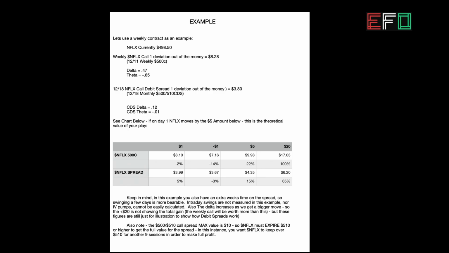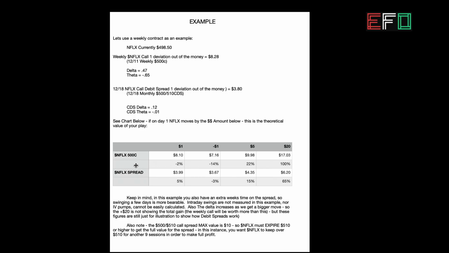The 12/18 call debit spread, giving you an extra week of time, one deviation out of the money, was $3.80. So this was taking the 12/18 monthly 500, buying the 500 and selling the 510. The delta on this trade was 12, and the theta on that spread was minus a penny. If you see the chart below, if on the first day Netflix moved by the dollar amount below, this would be the theoretical value of your play.